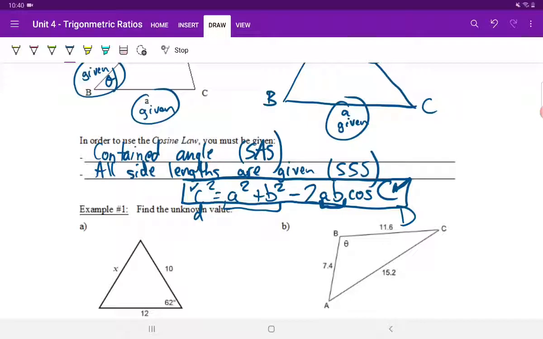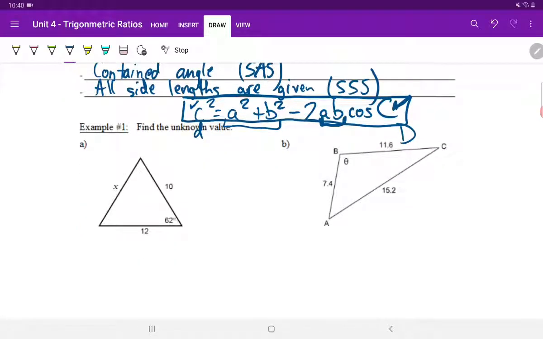But let's look at what that looks like in practice rather than talking about it. Here's an example where we have a contained angle. So it's an angle sandwiched by two side lengths. So we have side, angle, side, which is the cosine law. First thing you're going to do is you're going to label this triangle.